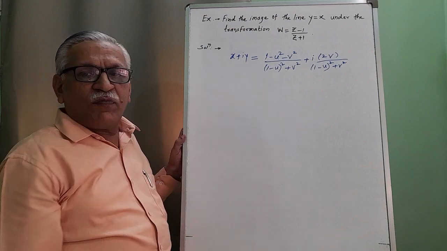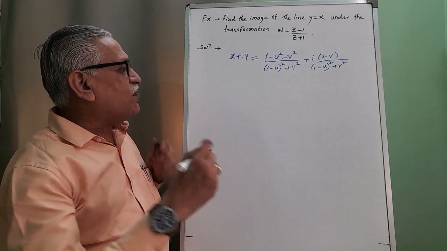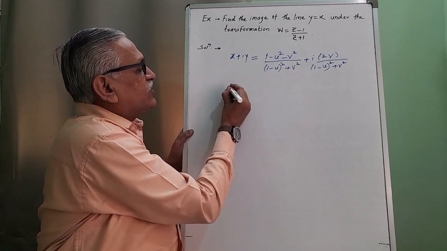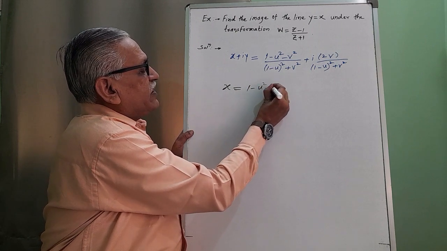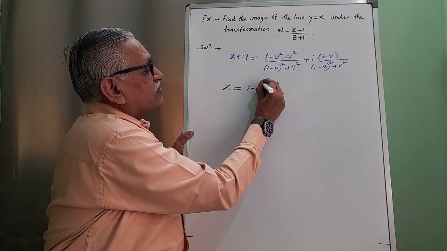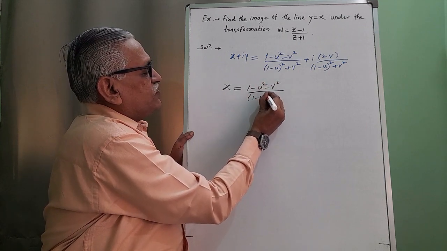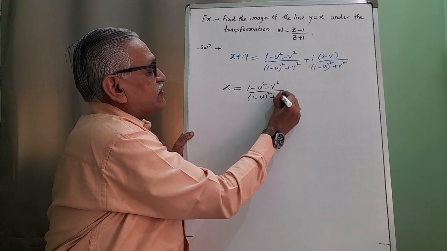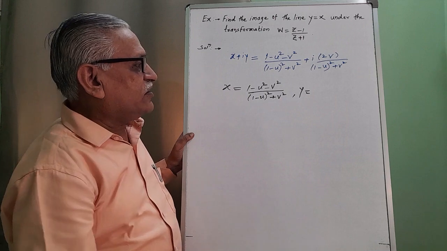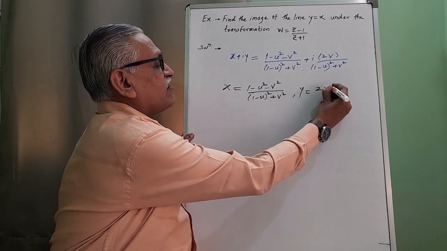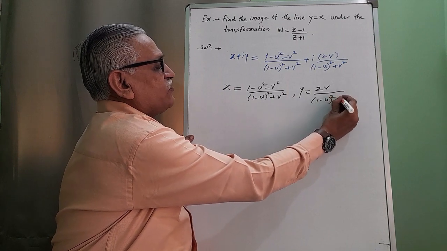on the left hand side we have a complex number, on the right hand side also we have another complex number. Therefore comparing those two complex numbers, we get real part is equal to real part, that is x is equal to 1 minus u square minus v square divided by 1 minus u bracket square plus v square, and y, the imaginary part, is equal to 2v divided by 1 minus u bracket square plus v square.